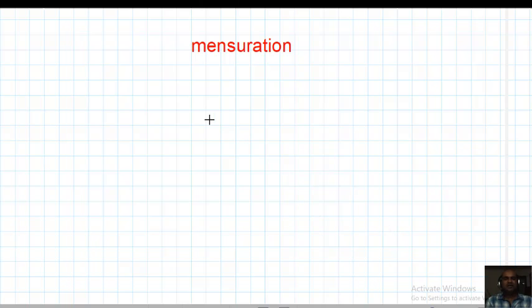Students, this is the new chapter called mensuration. Mensuration means measuring. What should we measure? We can measure the area of a triangle, the perimeter of a triangle, the area of the rectangle, and the perimeter of the rectangle. This is one situation: measuring the areas and the perimeters of two-dimensional figures.